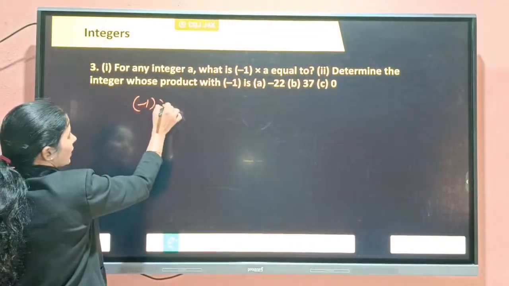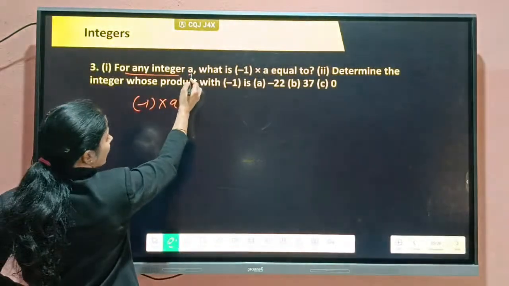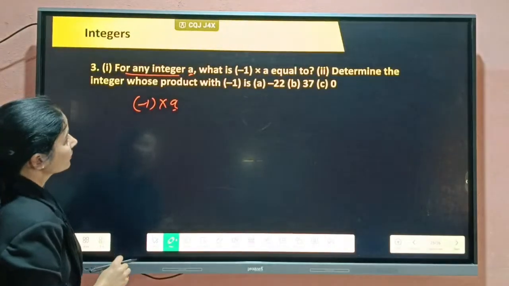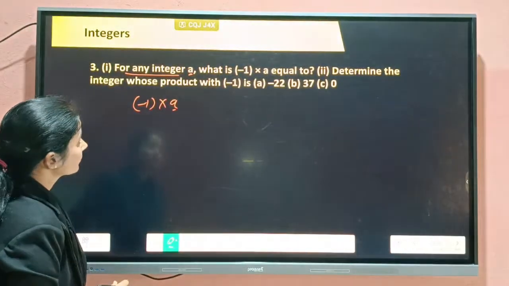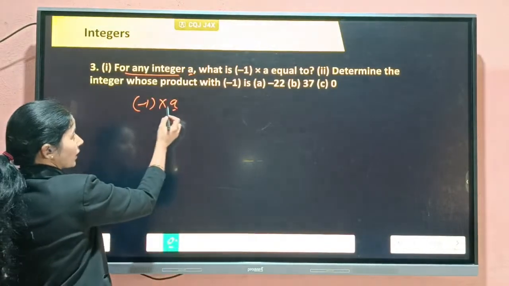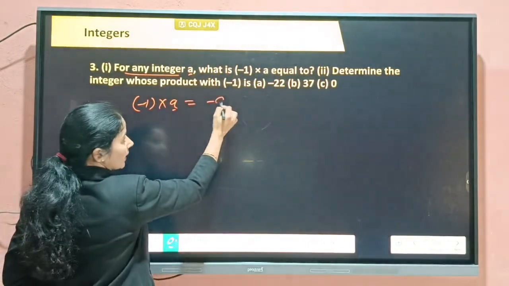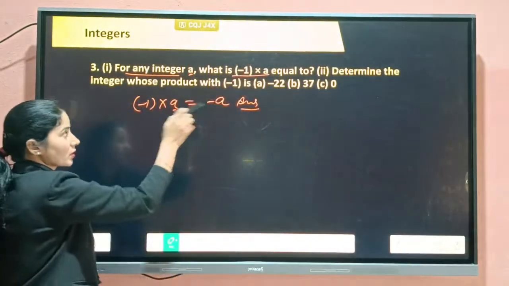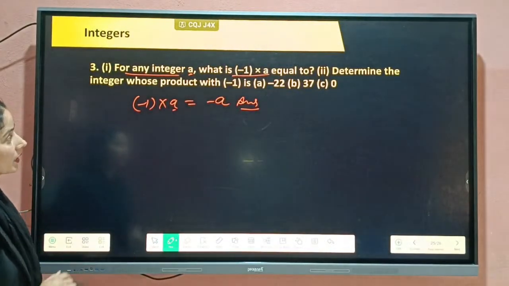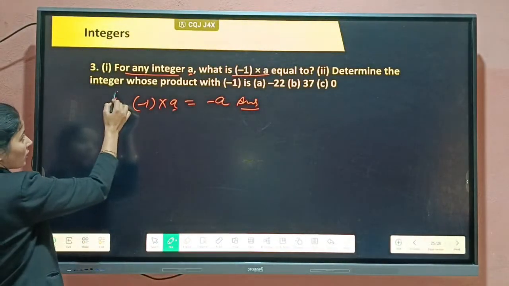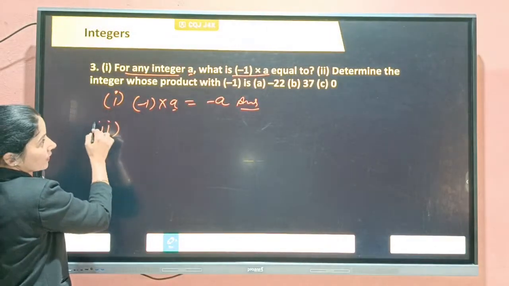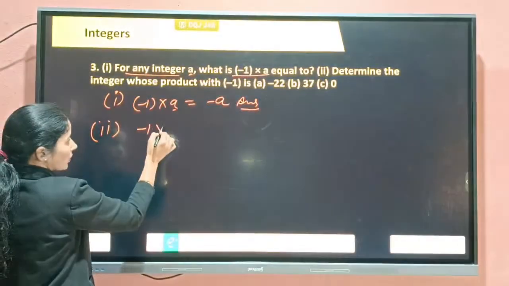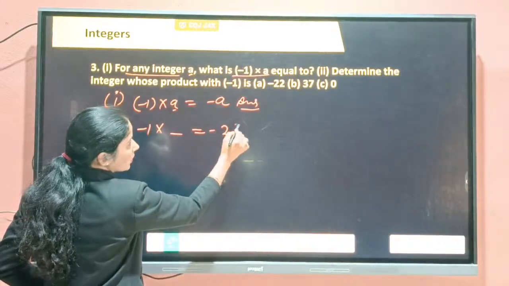Minus 1 into a, for any integer a, whatever be its value. Minus 1 into a is equal to minus a. This will be your answer. Minus 1 into a is equal to minus a, where a is any integer. This is the first part. And what is the second part? Determine the integer whose product with minus 1 is minus 22.